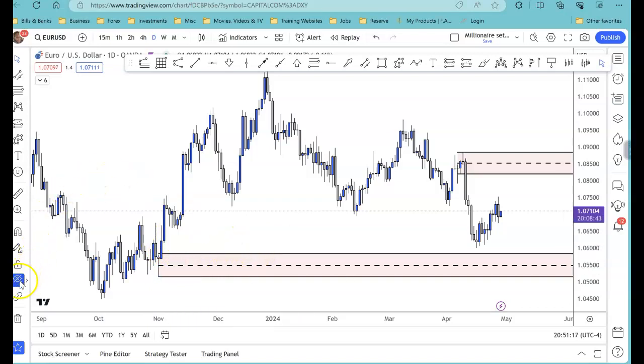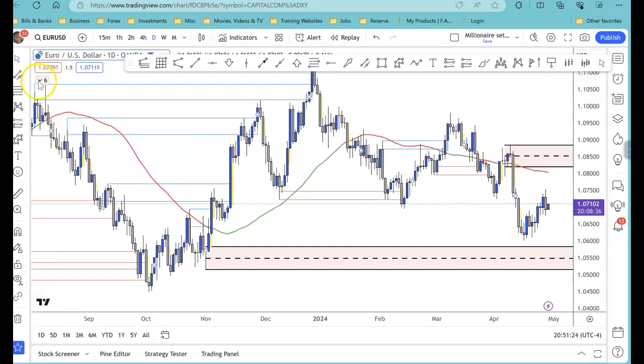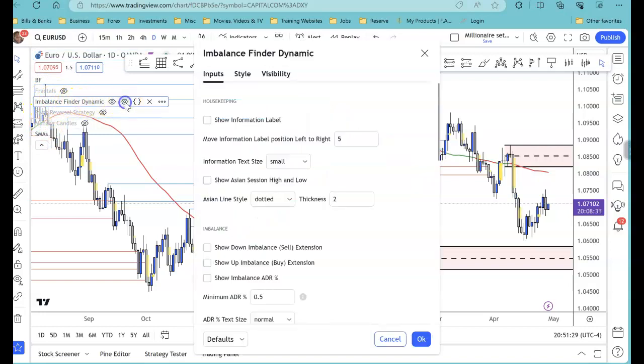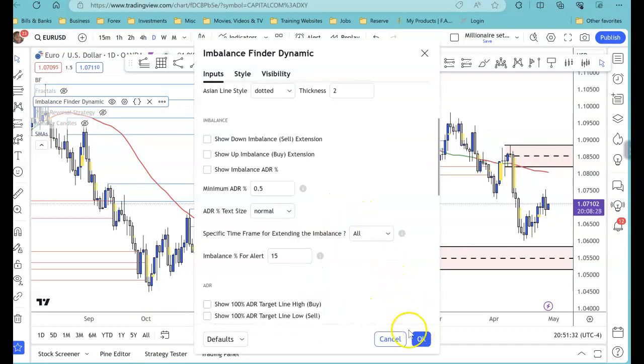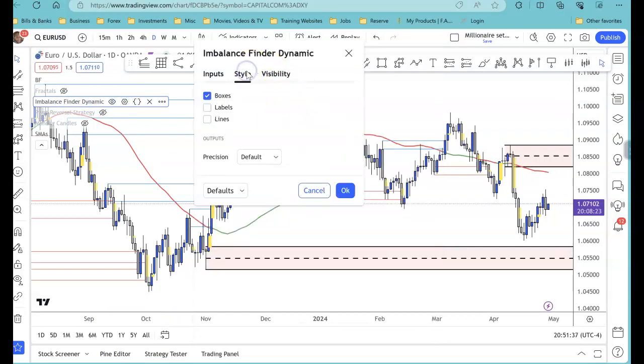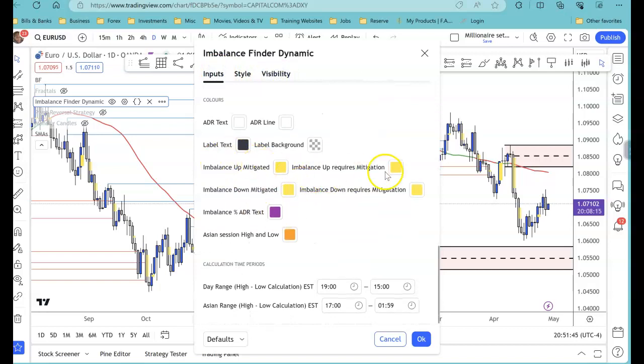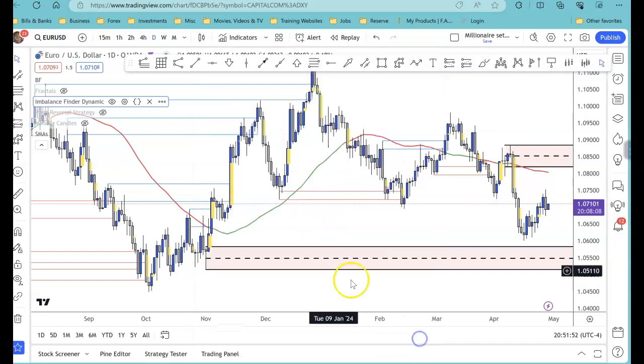If you don't know how to trade gaps or if you're interested in it, I can do a 101. But the easiest way is to use the indicator called the imbalance finder dynamic. You don't need to change settings, you just need to turn it on. Actually, no, the style you will change. You want boxes only. And for the visibility inputs, I think I changed mine everything to yellow because I only want to see the yellow boxes. That's the only thing you're going to change for this imbalance finder.